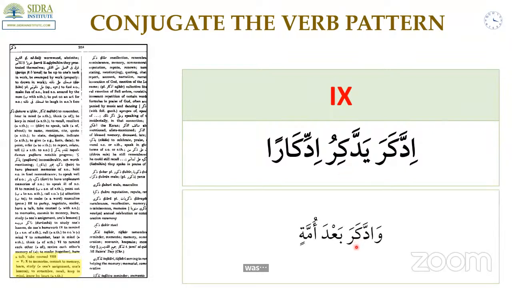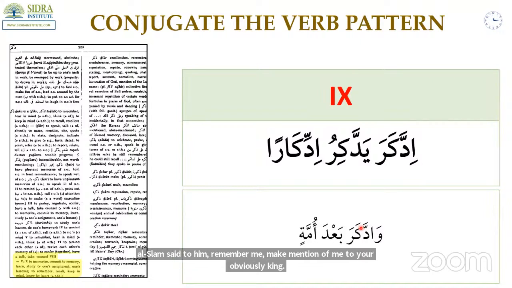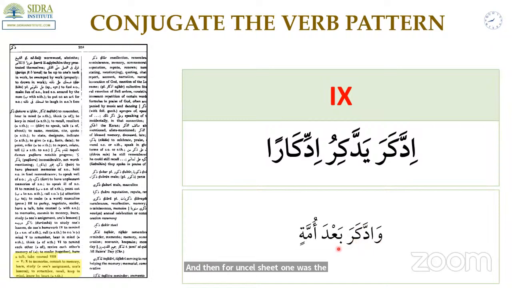Well, we got the Quranic verse, وَادَّكَرَ بَعْدَ أُمَّةٍ. So this is talking about the cupbearer who was released from the prison, who was obviously an inmate of Prophet Yusuf alayhi salam. Obviously, Yusuf alayhi salam was innocent, and the cupbearer was the one who used to serve the king wine. He was released, and then Yusuf alayhi salam said to him, "Remember me, make mention of me to your king." And then فَأَنْسَاهُ الشَّيْطَانُ ذِكْرَ رَبِّهِ. Shaitan made him forget. وَادَّكَرَ بَعْدَ أُمَّةٍ. And he remembered after a while.